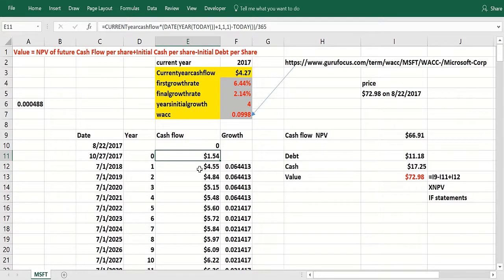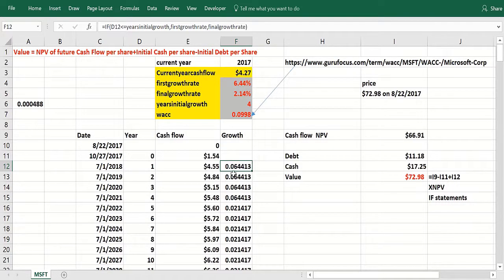Okay, now what do you get for 2018? Well, first we need growth rates. So I do an IF statement. That's why we have this video in the IF statement module. So if the year we're in is less than or equal to the years of initial growth, which would be 4, we'll take the first growth rate.